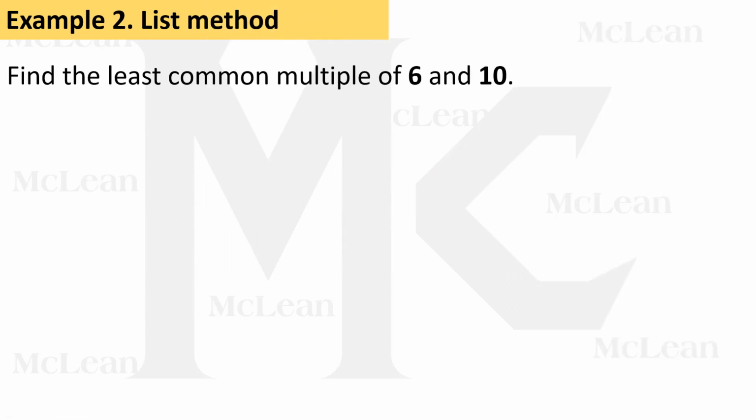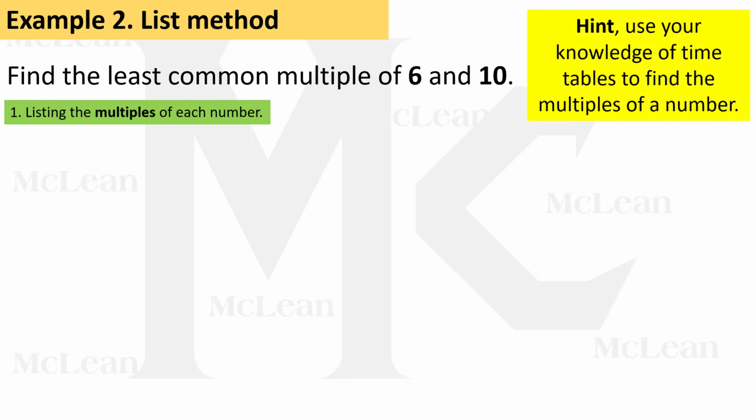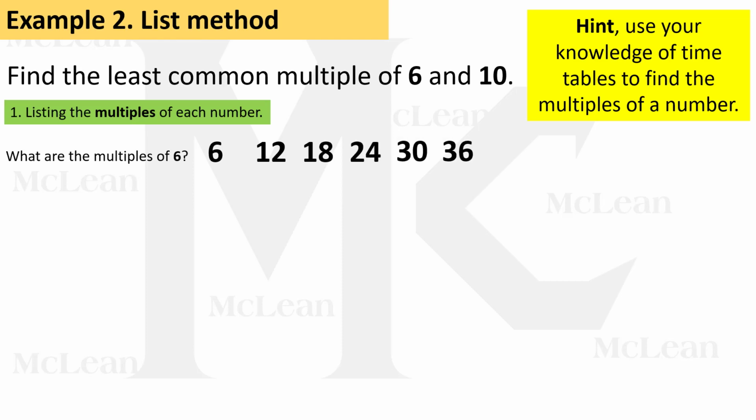Example 2, still using the list method. Find the least common multiple of 6 and 10. Again, we shall start by listing the multiples of each number. Still using the hint, use your timetables. What are the multiples of 6? I know counting 6s is not so easy, but with practice, you will get it. 6, 12, 18, until we stop at 36. We can go more, but let's stop here for now.